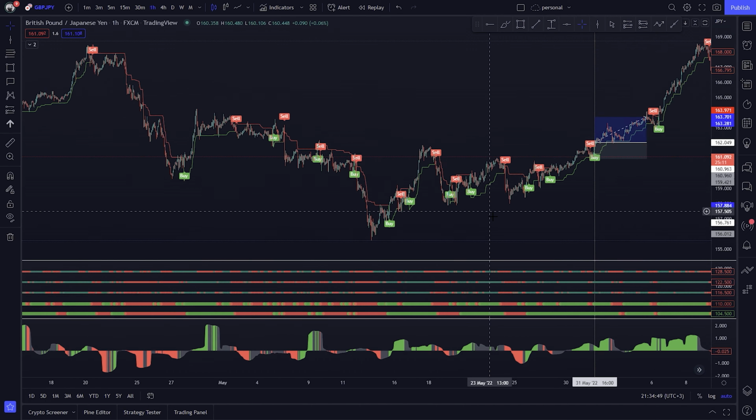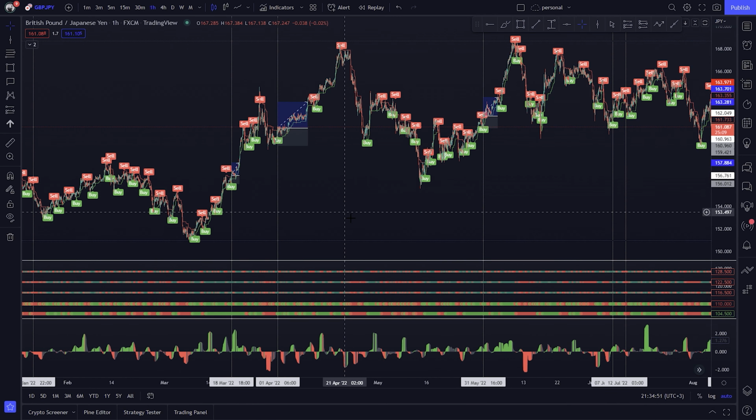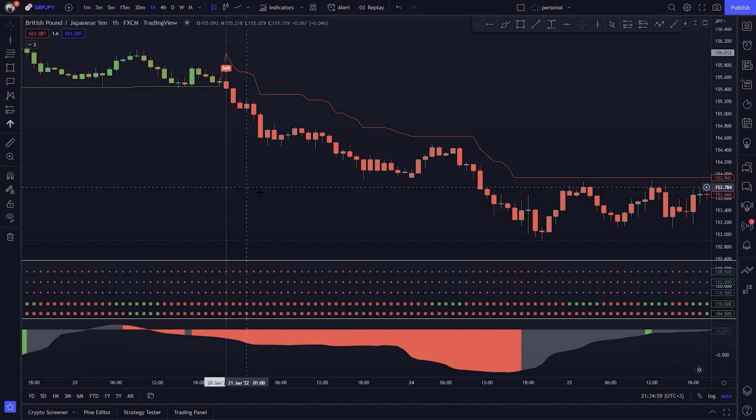And now let's move on to the short condition. For a short signal to be valid, we need a sell signal from UT bot, 5 red dots, the volume line below the 0 level, and a red background. Now we can take a short position.